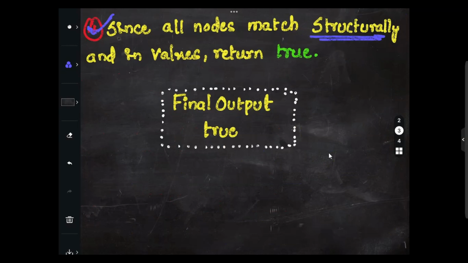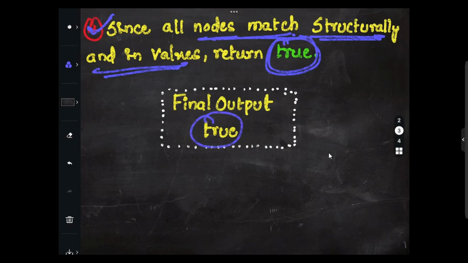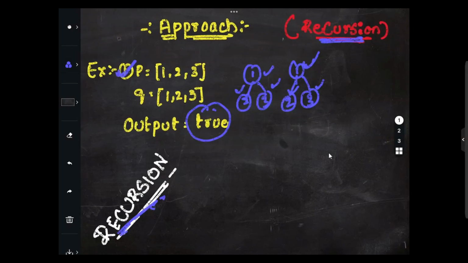Since all the nodes match structurally, right? Since it matches structurally as well as in values, we have to return true in that case. So we'll be returning true in this case. This is fine, right? Easy to understand. So the output that we got is true, which matches the output that they have given for example 1 in the question. So the approach works absolutely correct in this case.